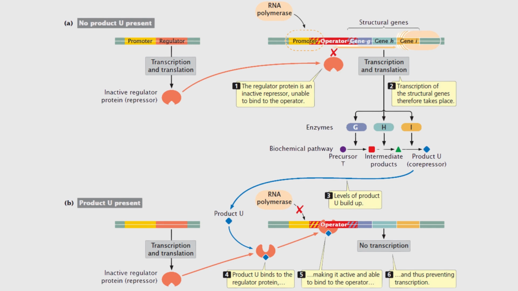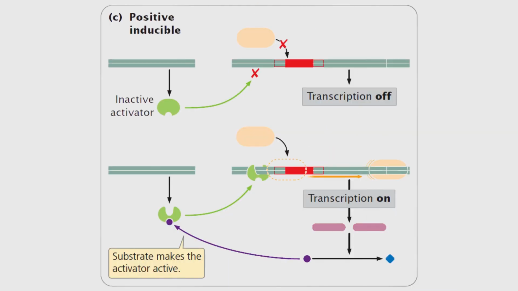So these intermediate products are converted then into final products. Following this, the levels of product U, or the co-repressor, build up. Because of this, product U binds to the inactive regulator protein, activating it. This halts the transcription.